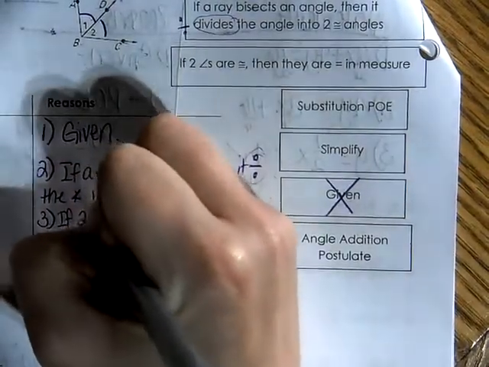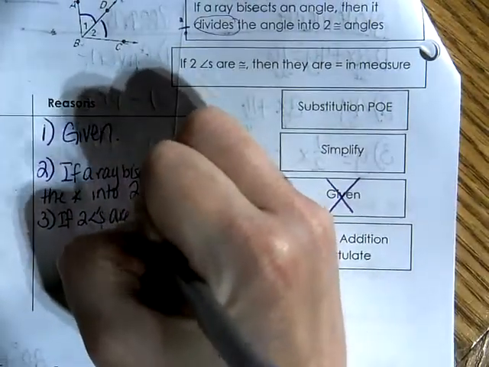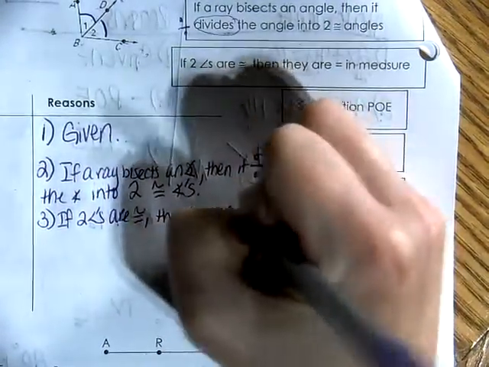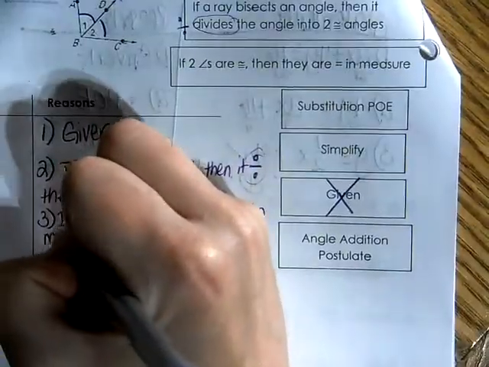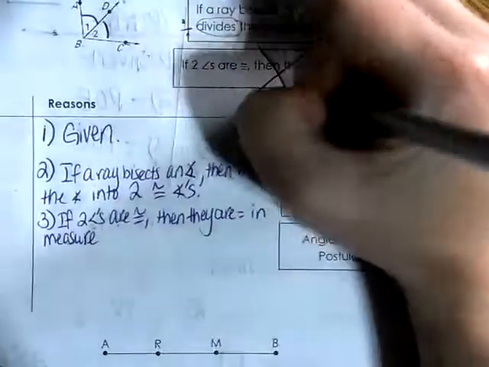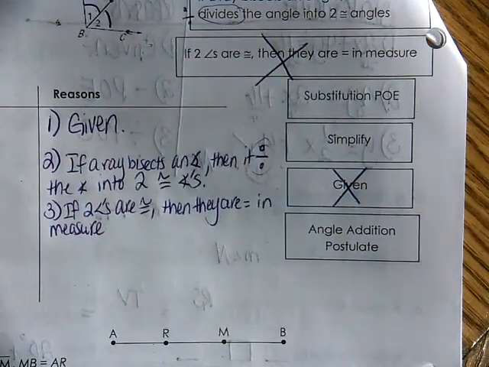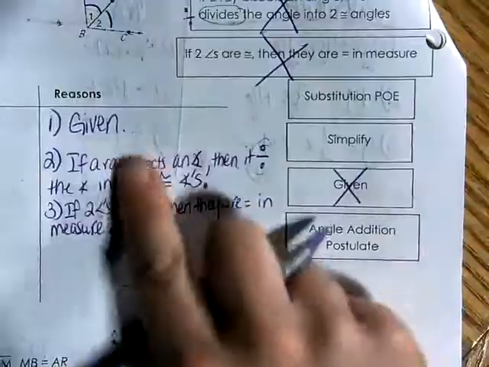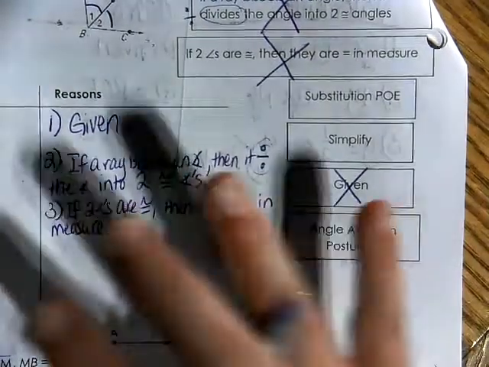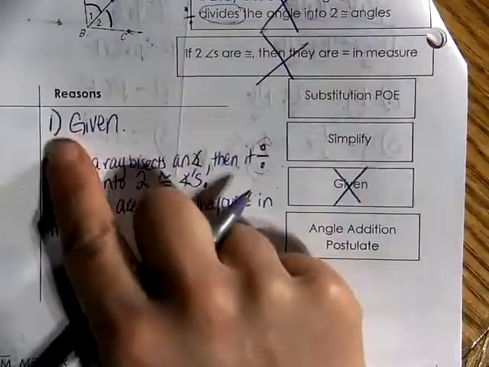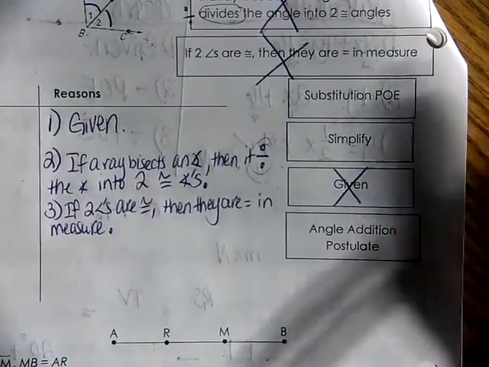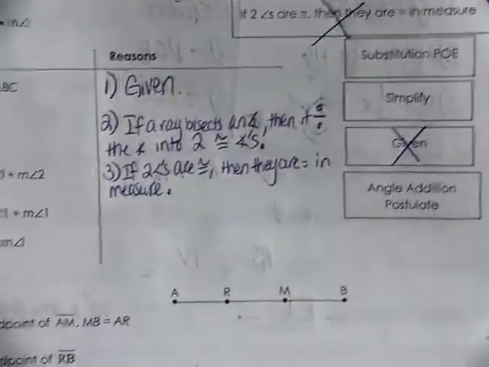If 2 angles are congruent, then they are equal in measure. I am expecting that you are going to write down the entire if-then statement, the entire conditional statement. And as you write down the entire statement, then we are able to move on. If you miss a piece of that if-then statement, then that's not considered correct because it's all about what came before and what comes next.